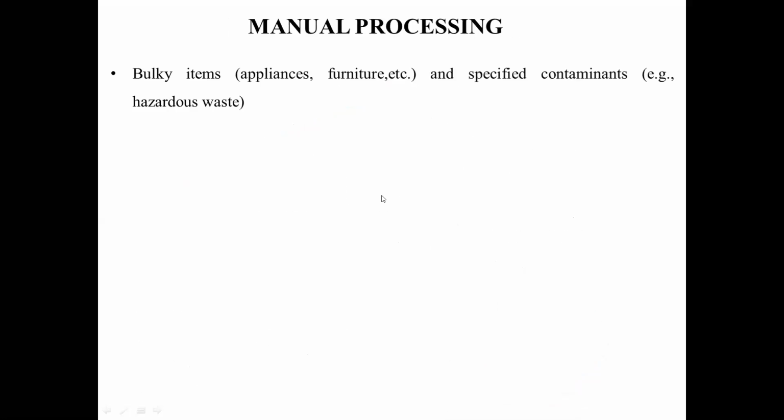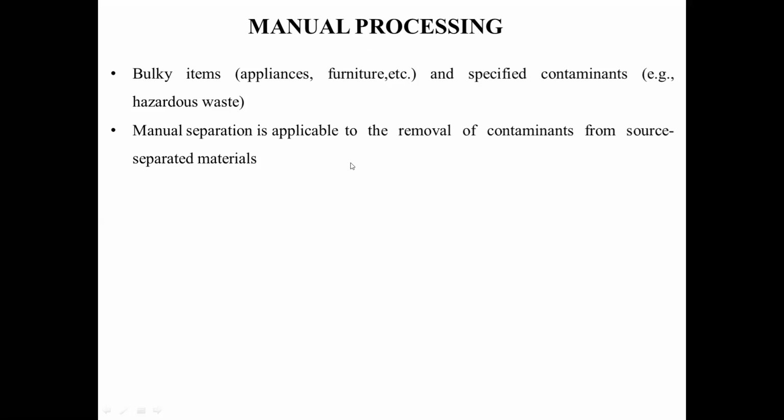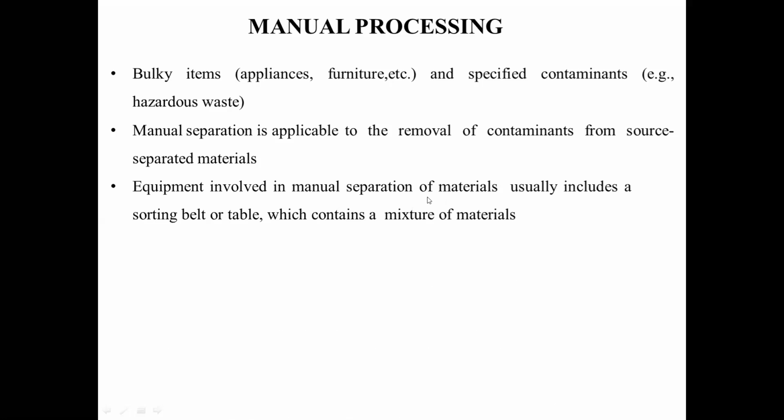In manual segregation or manual processing, you handle bulky items like appliances and furniture, which can very easily be hand picked, and some specified contaminants, especially those which are hazardous in nature. Let us say you have some medical waste, or animal body parts, or human parts. Those are easily picked up. The bulk items get picked up and the specific contaminants are removed. The manual application is applicable to the removal of contamination from source separated material, or at the point of collection.